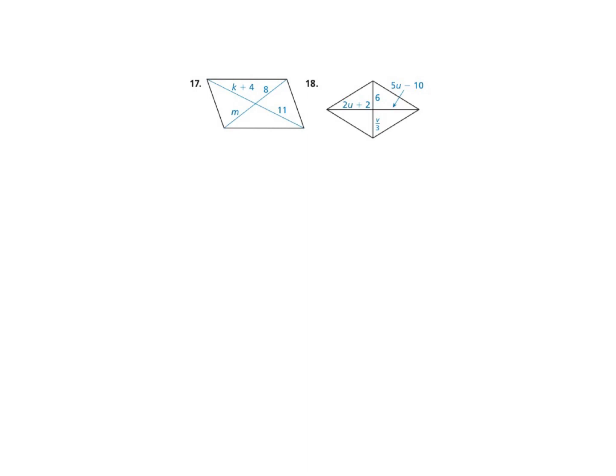All right, so now we have diagonals. Remember, in parallelograms, diagonals bisect each other. So the K plus 4 is equal to 11. So subtract 4 and you get K is equal to 7. And M is equal to 8.